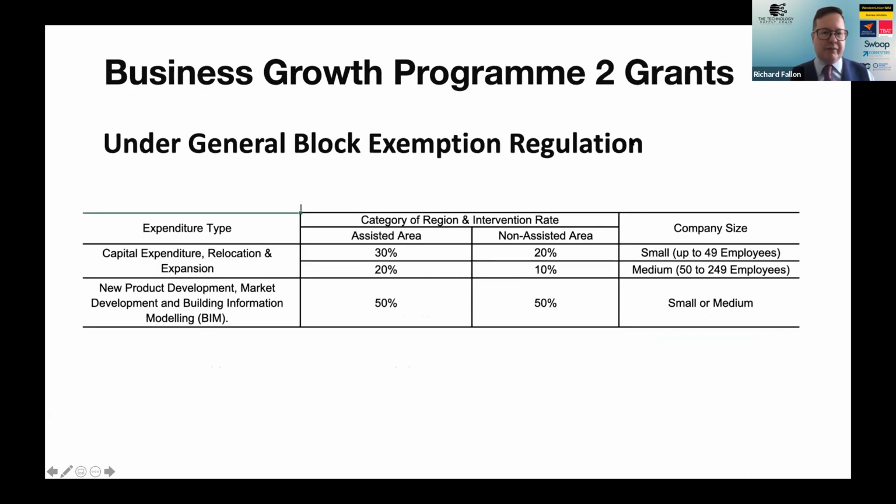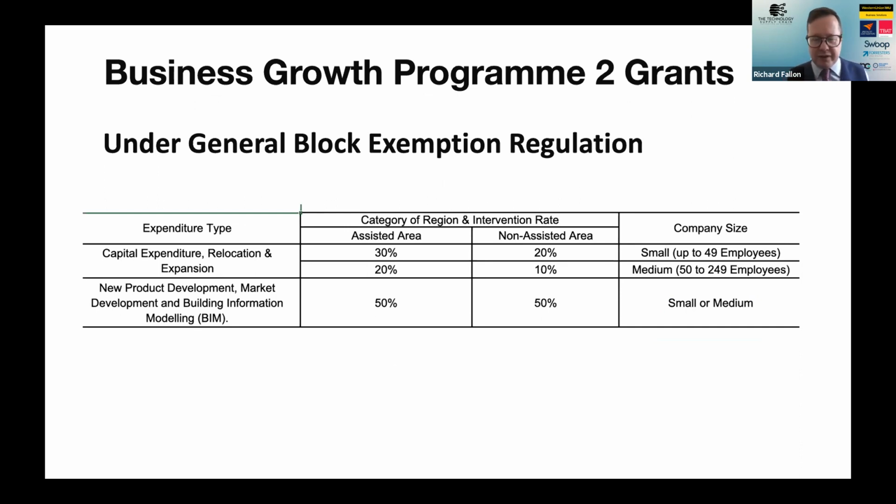So basically what I've just included here is an example: under de minimis, you get 50%. If you wanted more than that £180,000 grant, you can, because you think, how do you get a £1 million grant? At that point, you'd only get a smaller percentage. So if you're doing capital expenditure and you're in a non-assisted area, you get 20% if you're a small business, or 10% if you're a medium-sized business.